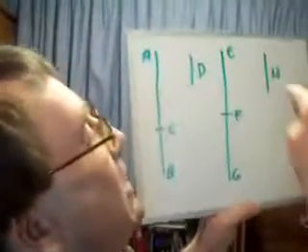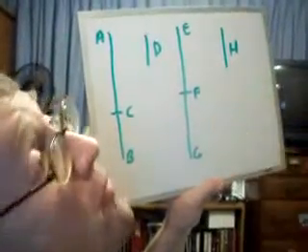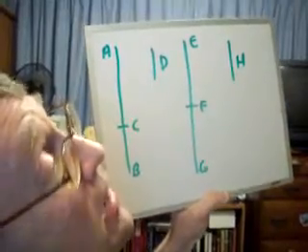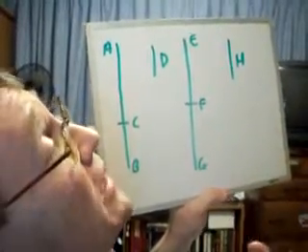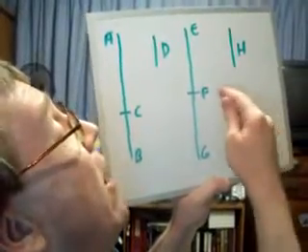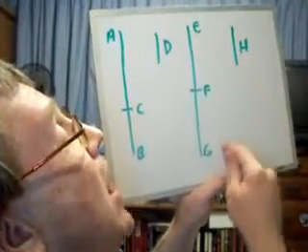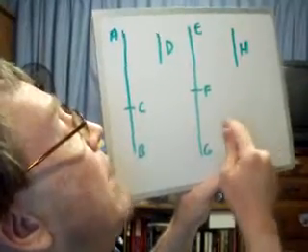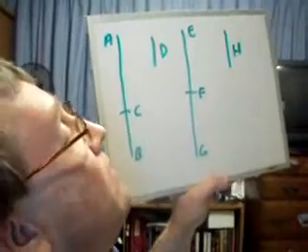Now we're going to take EF here and form a physical square. That means all four sides of that square are going to be the length of EF. Then we're going to form another square with FG, and all four sides of that square are going to be the length of FG.